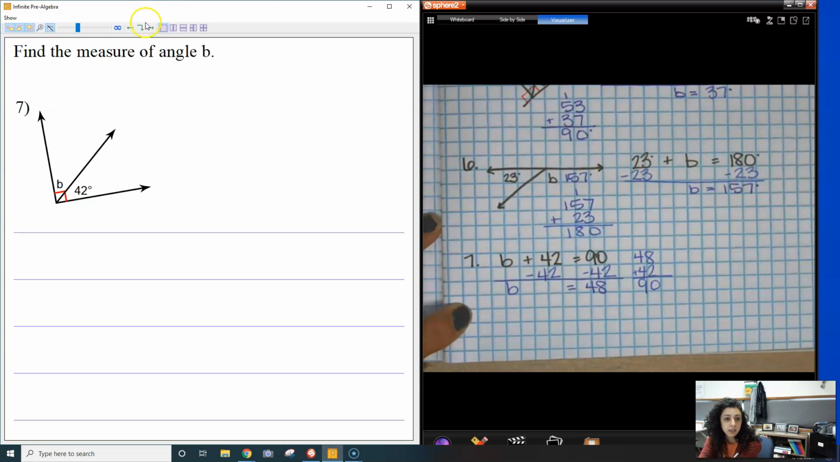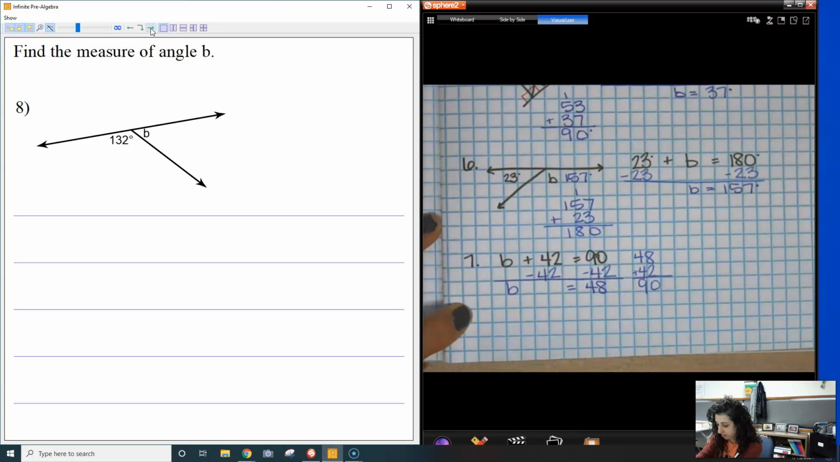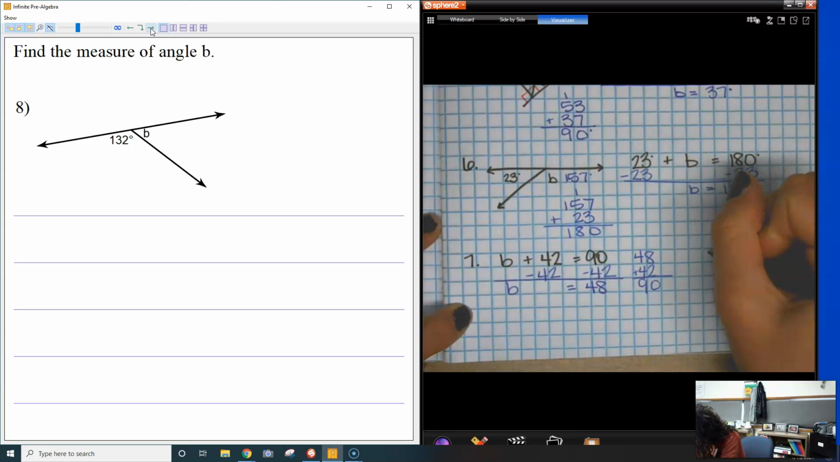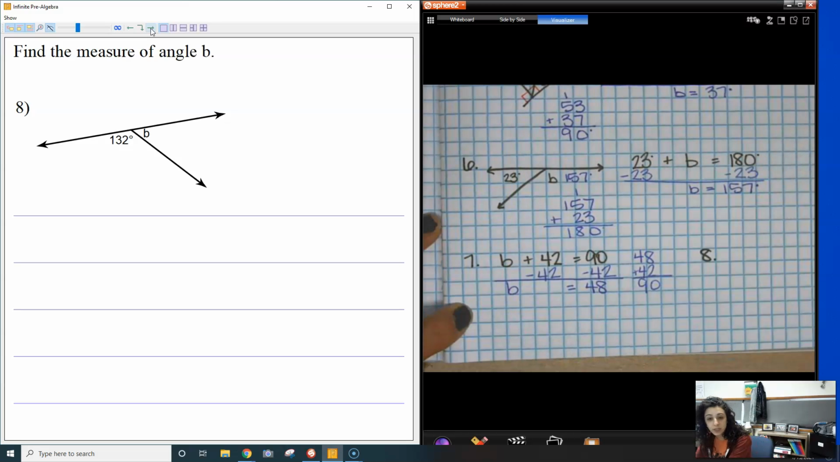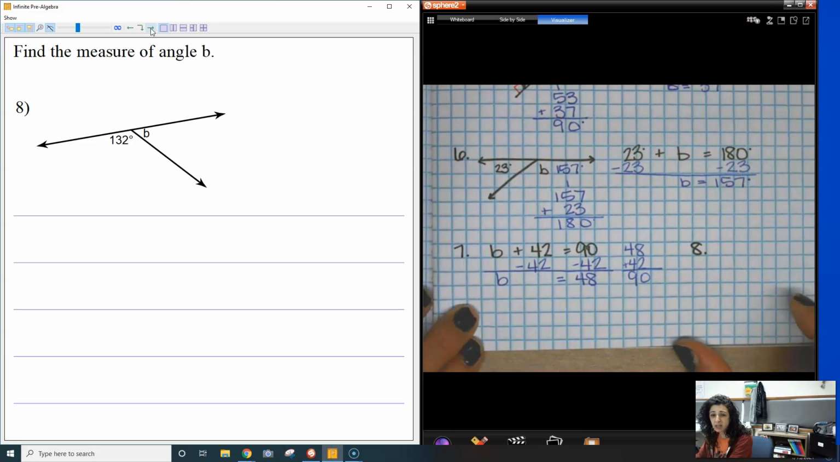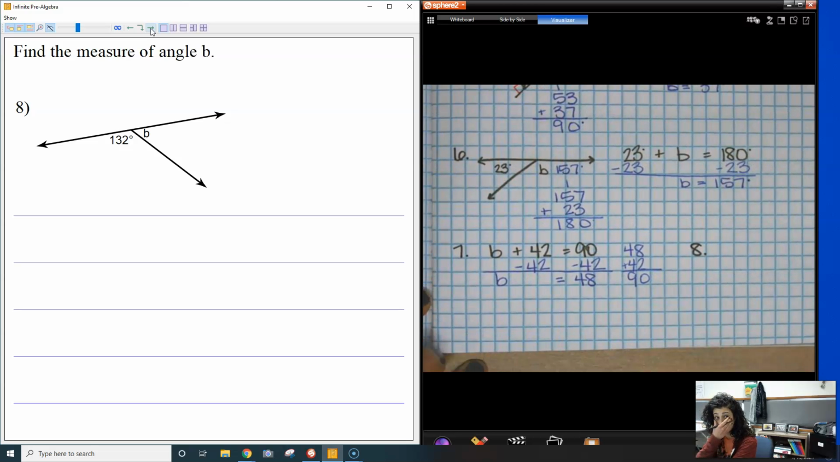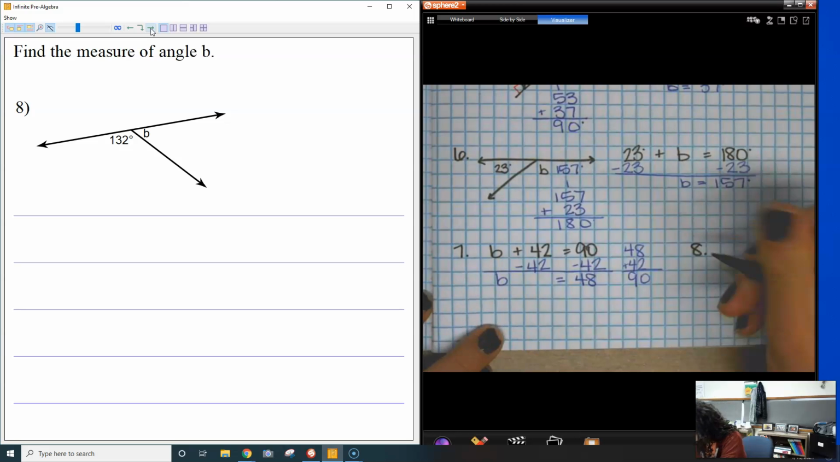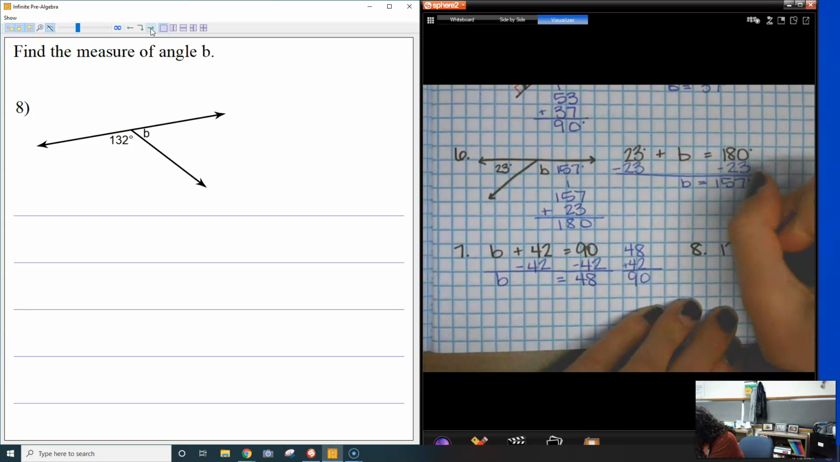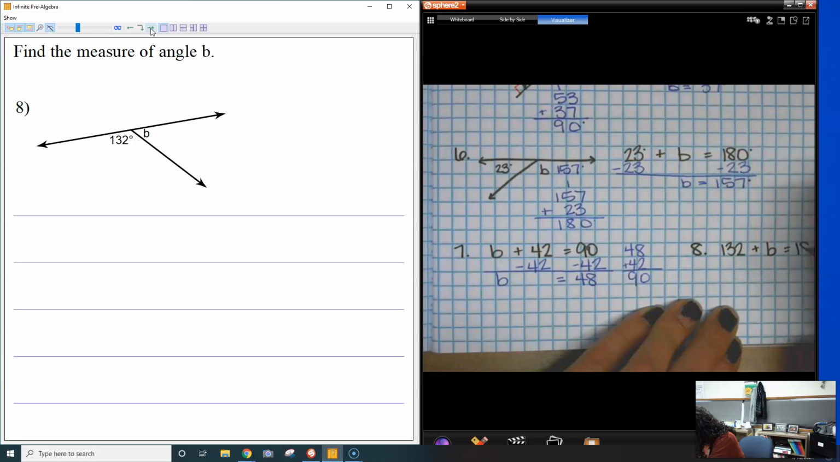All right, let's do one more. Number 8. I'm just going to do it right next to it, running out of a little bit of room. Again, I'm not going to draw the picture, but I can see that these two angles together make 180 degrees. So my equation is 132 plus b equals 180 degrees.